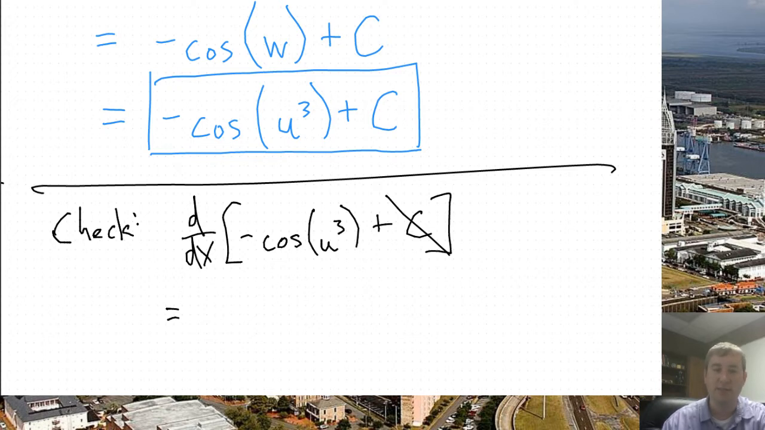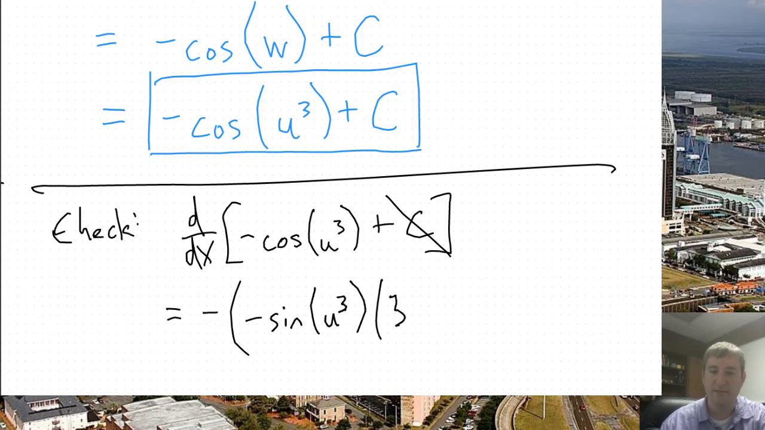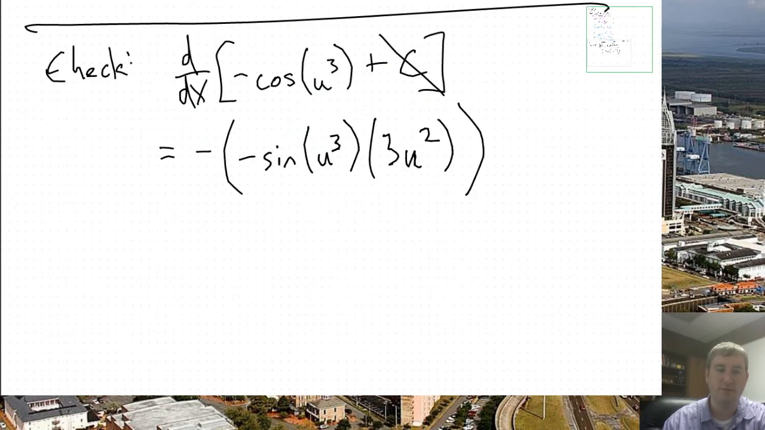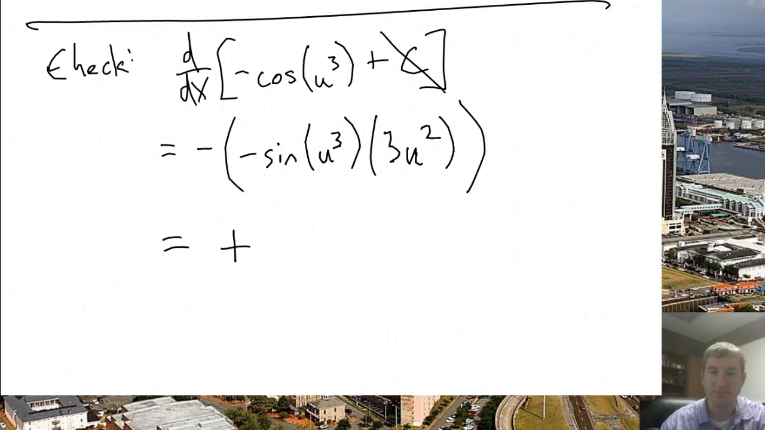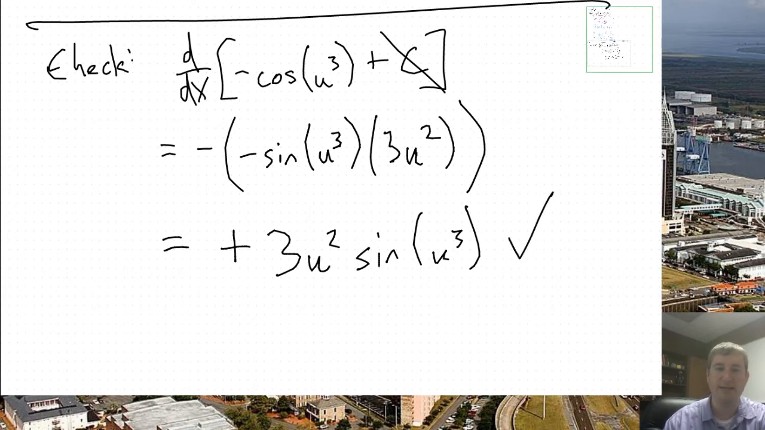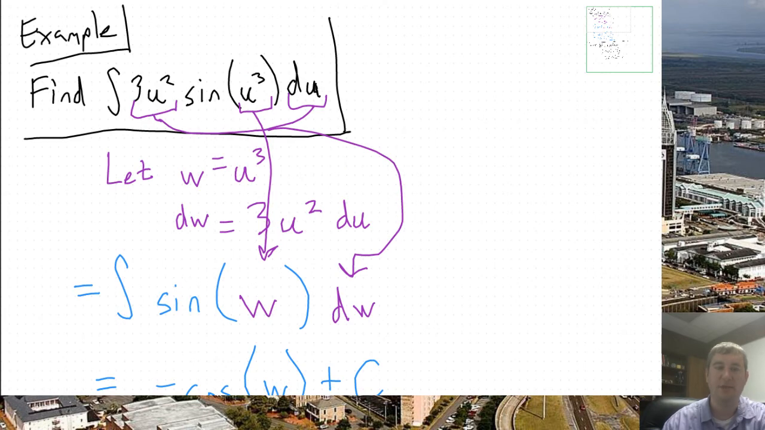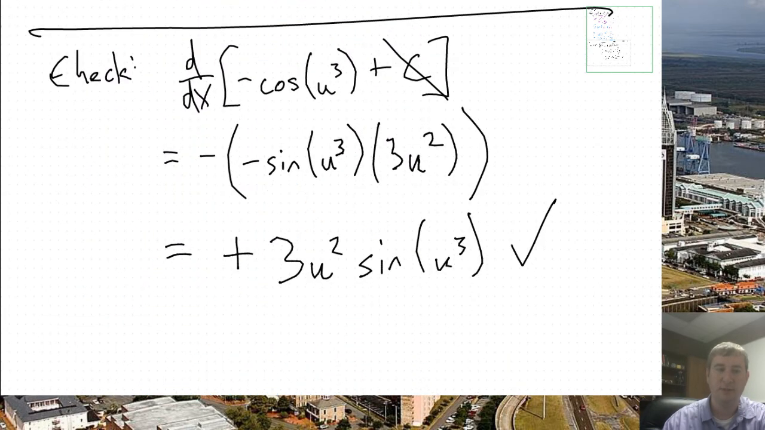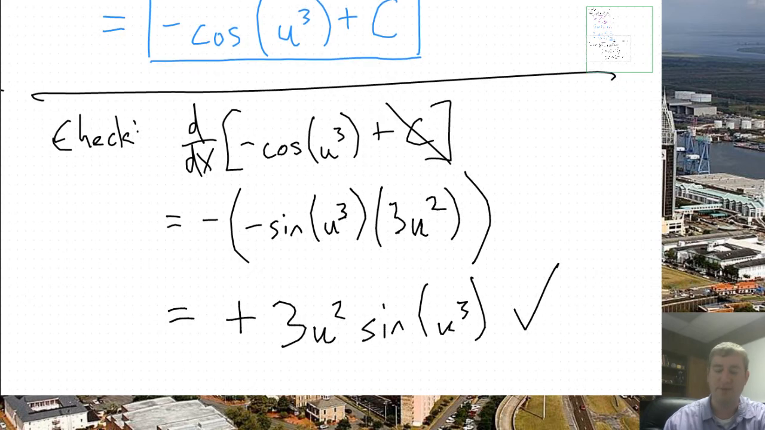To take this derivative, I'll bring down that negative. Cosine will become negative sine. But since I had a complicated inside, I've got to use the chain rule. That's sine of u cubed multiplied by the derivative of u cubed, which is 3u squared. Of course, those two negatives cancel. That's plus 3u squared sine of u cubed. And that checks out. That's exactly the same as what I was asked to integrate, 3u squared sine u cubed. It's exactly the same. So good, I got the correct answer. You can always check your integral problems if you have some time to do so to make sure you got the correct answer by just taking the derivative.